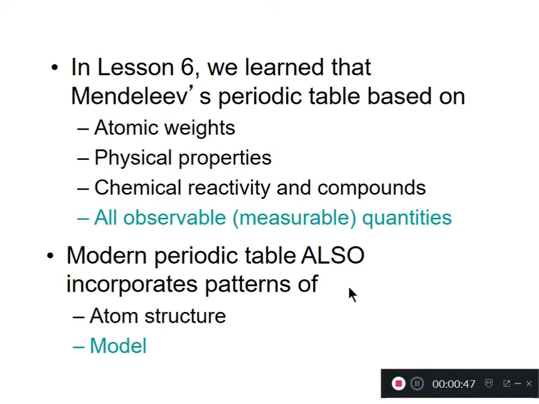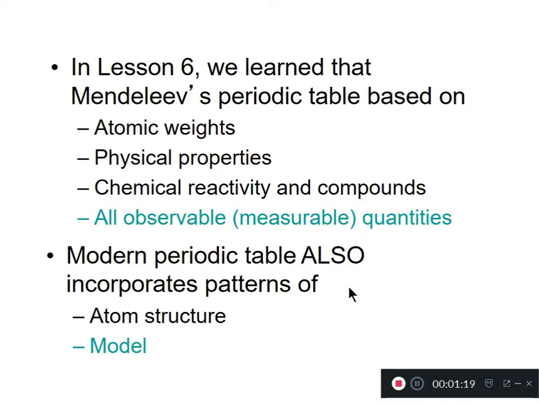We talked about all the patterns that it had based on atomic weights, based on its physical properties and chemical reactivity in compounds. And we said that elements in the same group have the same chemical reactivity and form the same predictable type of compounds. Note that what we've talked about so far is the macroscopic, observable, measurable quantities and how those metals, nonmetals, properties relate to the periodic table.